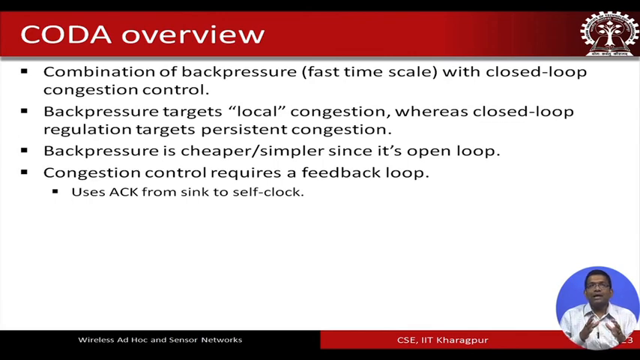The back pressure mechanism, the open loop one, basically targets local congestion, whereas the closed loop regulation targets persistent congestion. Persistent congestion is not a temporal one. It stays for a longer duration of time, and that is how the source node has to be notified explicitly, and from the source node towards the node which has experienced congestion, the congestion control mechanism is going to be invoked.